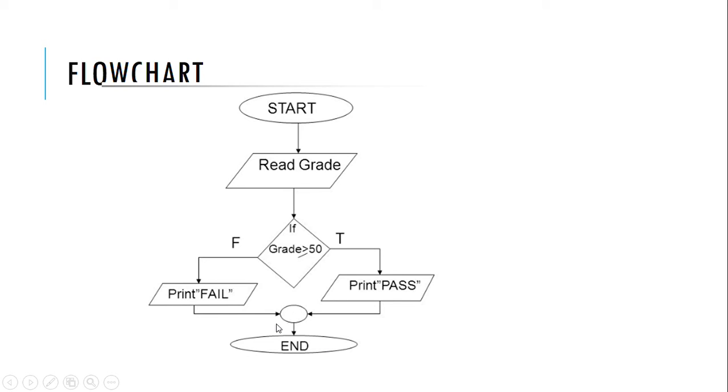And this is a connector. It connects the flow, whether the program runs from this side or from this side. It will connect both and then move the control to the stop or end symbol.